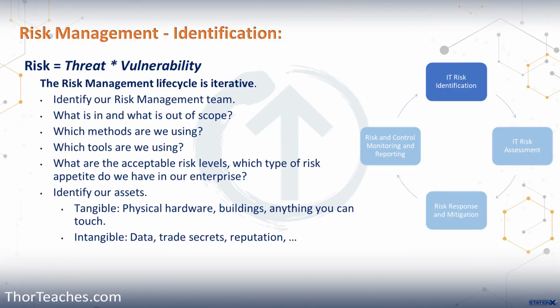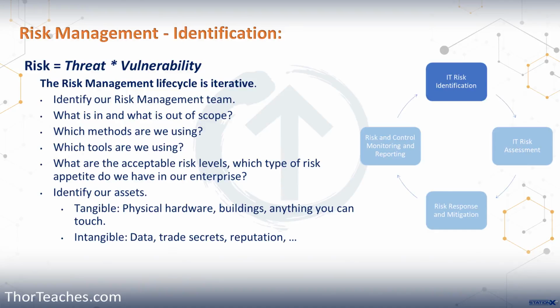Phase 1, risk identification. Obviously, we need to know that there is a risk. Then we do a risk assessment. How bad is this risk? What are the potential impacts? We then go to risk response and mitigation. How do we want to react to that risk? What can we do to mitigate the risks that are big enough? And then in the final phase, risk and control, monitoring and reporting.